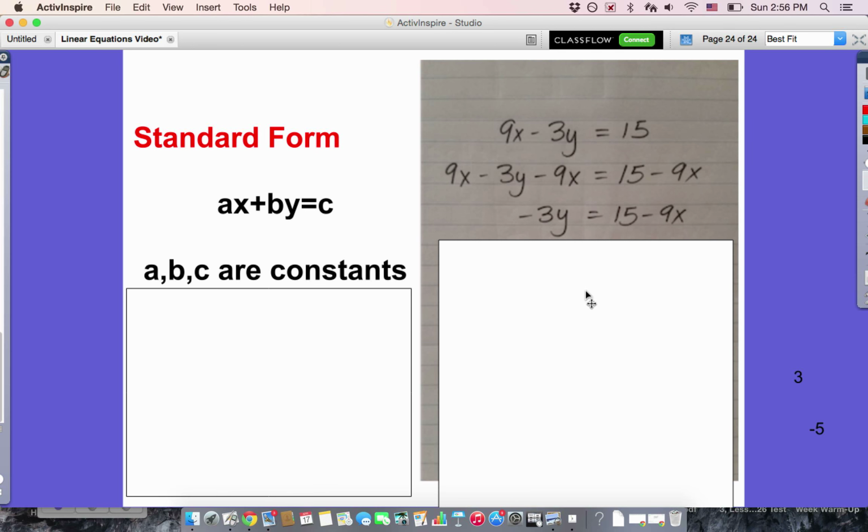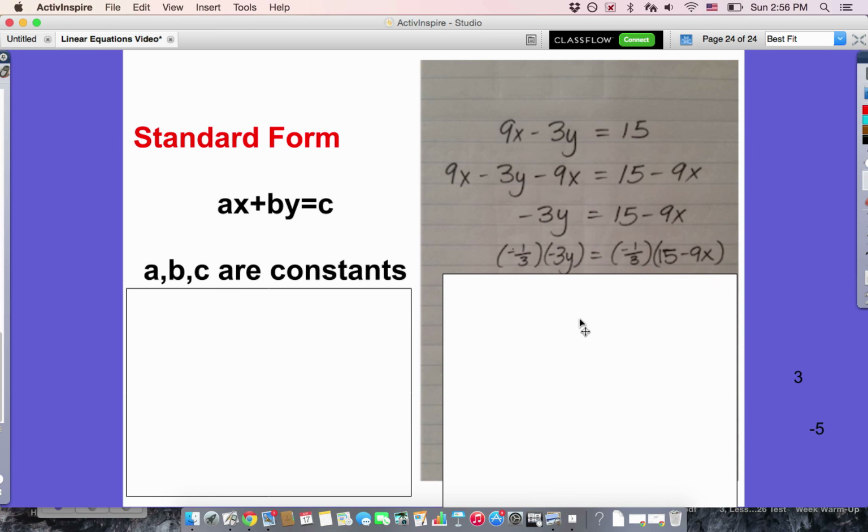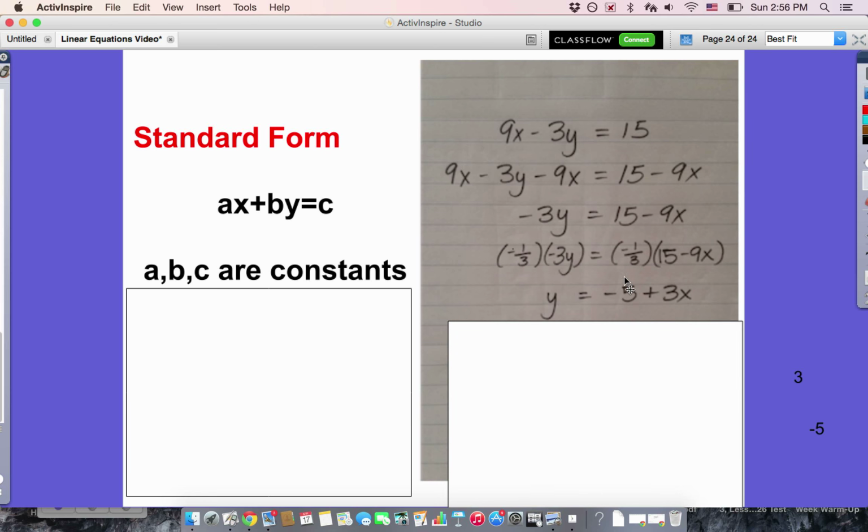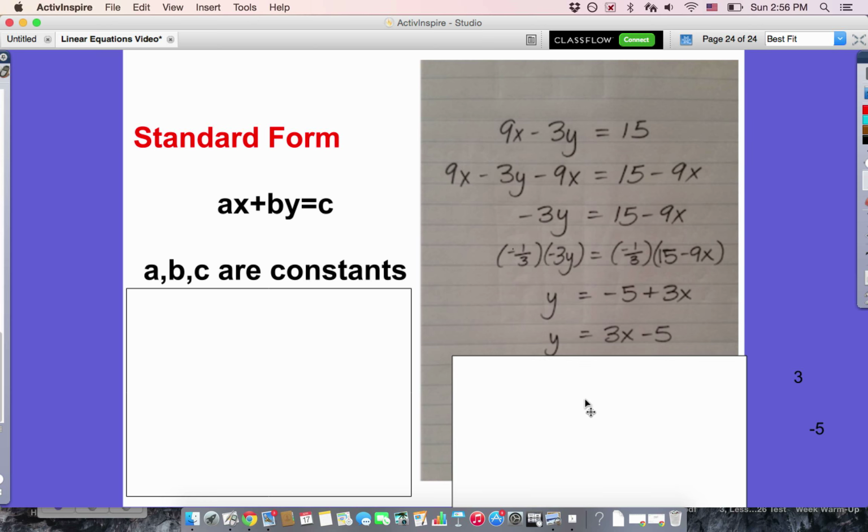Okay, so it's not quite in slope-intercept form yet. We want the coefficient in front of y to be positive 1. So what we're going to do is multiply by the multiplicative inverse of negative 3. So we're going to multiply both sides by negative 1 over 3. We use the distributive property here. Negative 1/3 times 15 is negative 5. Negative 1/3 times negative 9x is positive 3x. We're going to use the commutative property to switch these around. So we have y equals 3x minus 5.